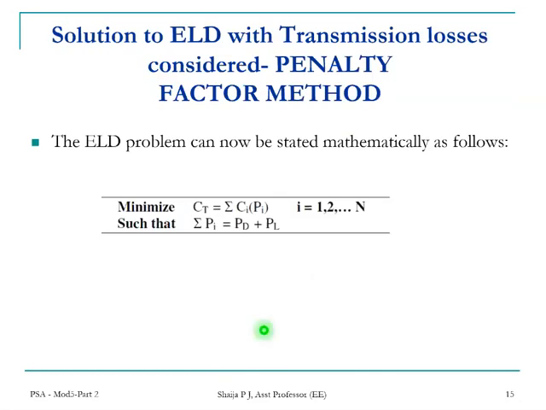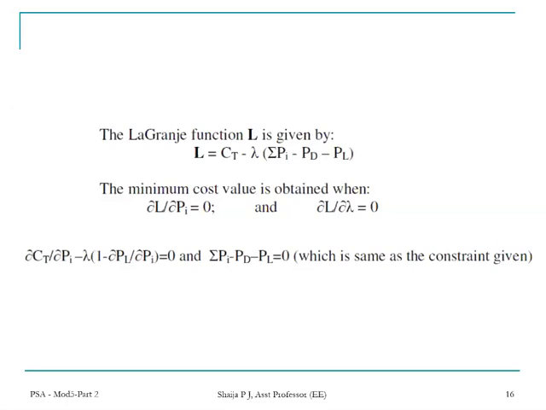Penalty factor method means the problem is the same: minimize CT or FT, which is sigma Ci, where Ci is a function of Pi, such that sigma Pi is equal to PD plus PL, or PD plus PL minus sigma Pi is equal to 0. That's a constraint equation. And the Lagrange function, the same we have written: L is equal to CT minus lambda into sigma Pi minus PD minus PL.